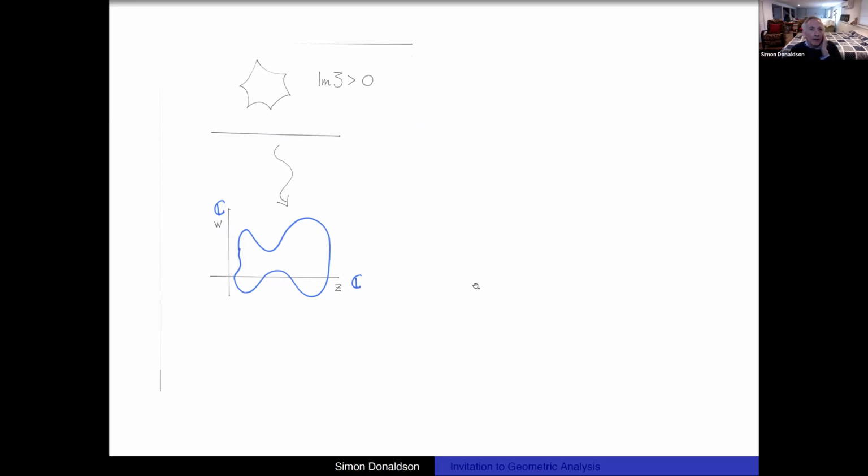And this is an extremely important fact in many areas of mathematics. There's two ways in which Riemann surfaces arise.